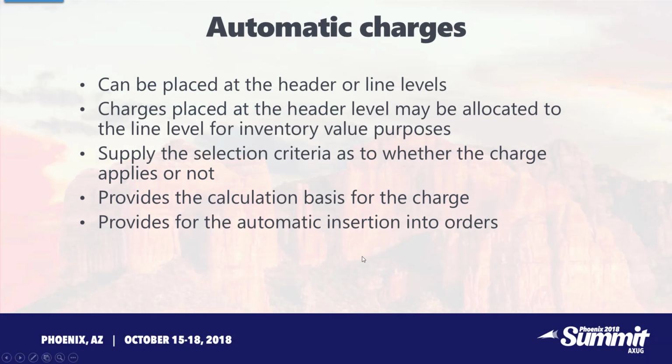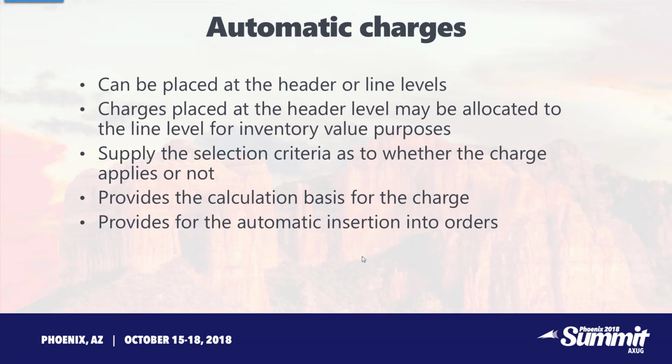Okay, now we want to get into automated charges. Again, they can be placed on the header or the lines. We talked about the charges at the header level can be allocated at the line level. You basically have selection criteria that provides whether the charge applies or not. In other words, it's this vendor group in this item, or this vendor in this item group. It's one of those criteria that's going to be providing for the selection of that.